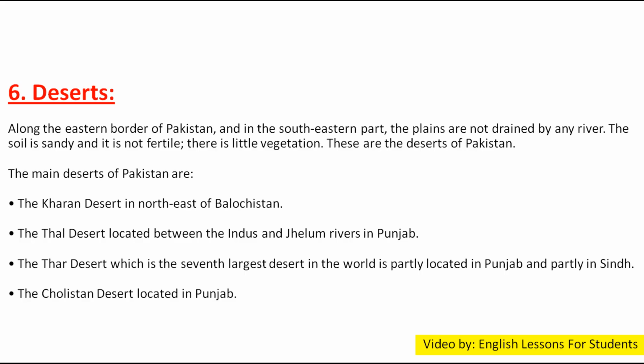The main deserts of Pakistan are the Kharan Desert in northeast of Balochistan, the Thal Desert located between the Indus and Jhelum rivers in Punjab, the Thar Desert, which is the seventh largest desert in the world, partly located in Punjab and partly in Sindh, and the Cholistan Desert located in Punjab.